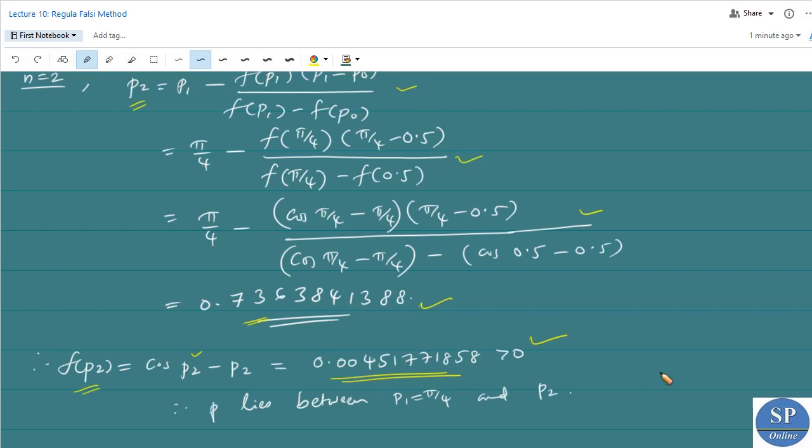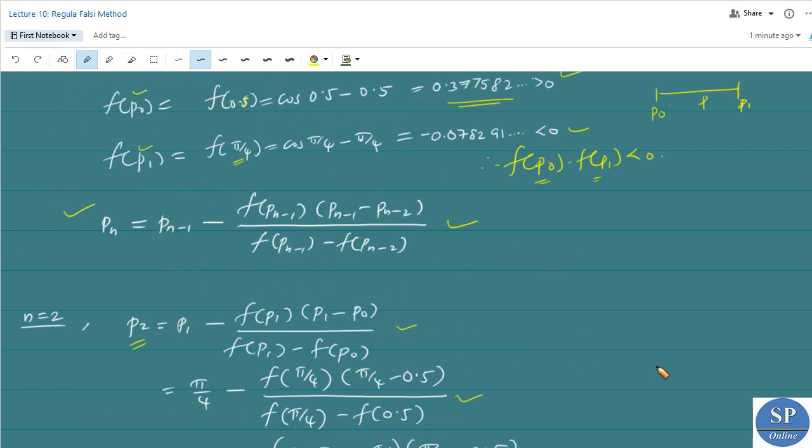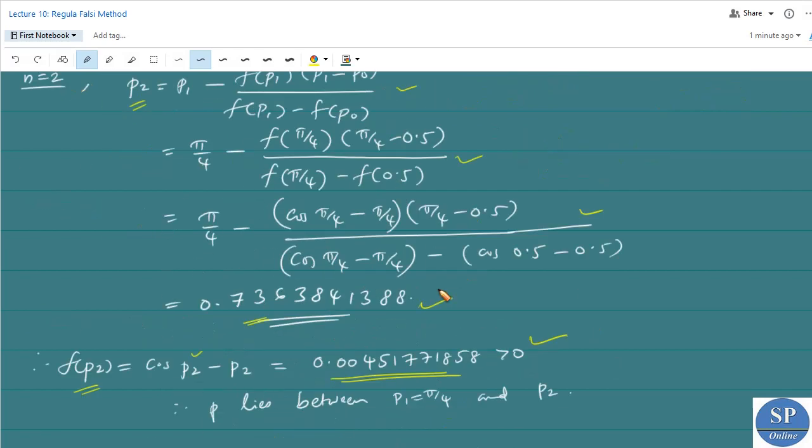So we obtained that previously f of P1 is less than 0, and now f of P2 is greater than 0. Therefore f of P1 into f of P2 is less than 0. Therefore P lies between P1 and P2, where P1 is pi by 4 and P2 is this.